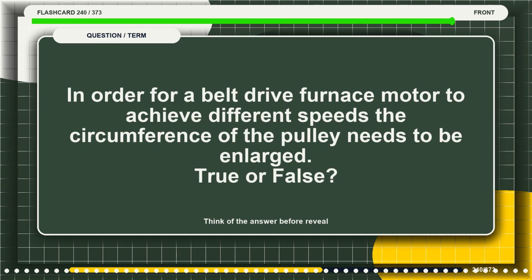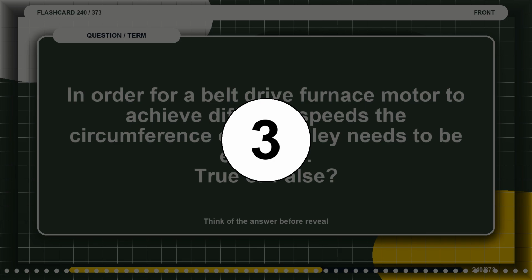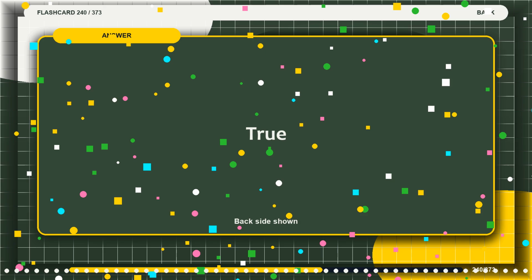Flashcard 240. In order for a belt drive furnace motor to achieve different speeds, the circumference of the pulley needs to be enlarged. True or false? Think of the answer before the reveal. The answer is true.